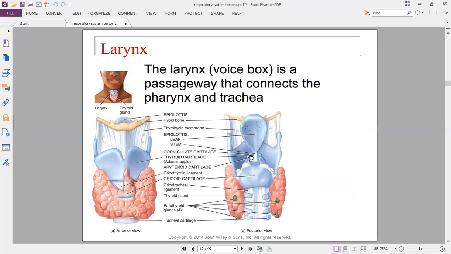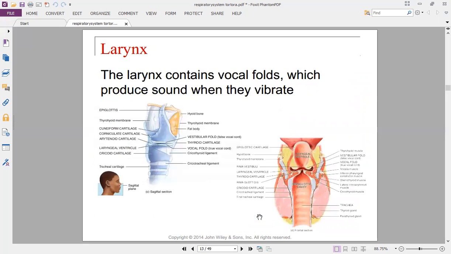Then you have arytenoid cartilage. These are arytenoid cartilage. Then you have cricothyroid ligament. This is the cricothyroid ligament. Then you have cricoid cartilage here, and the thyroid glands and the parathyroid gland. These are the four parathyroid glands that we have discussed in our endocrine system. And then the tracheal cartilage begins.